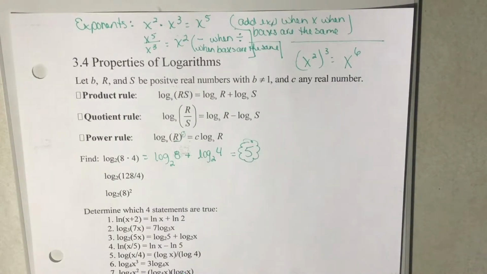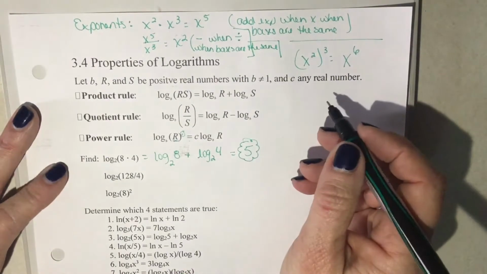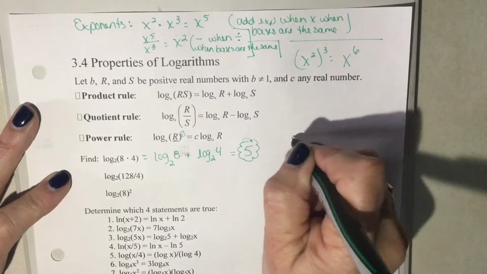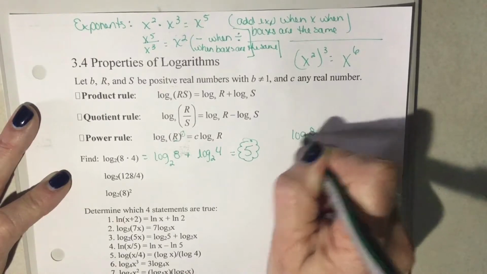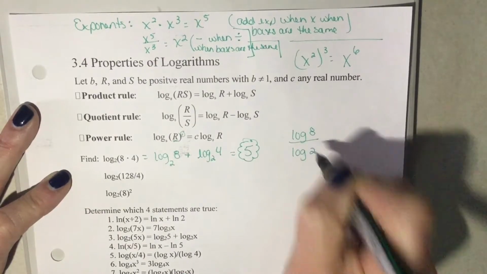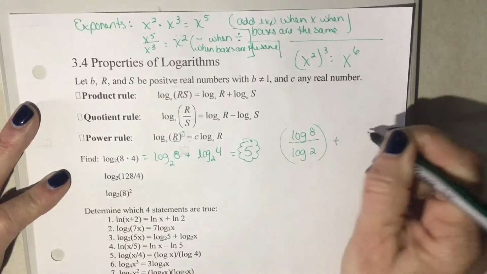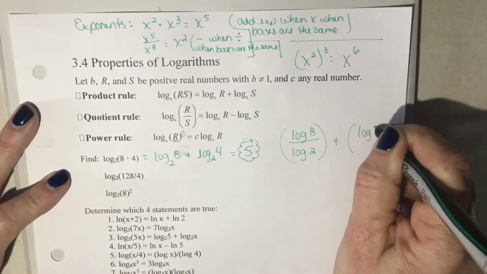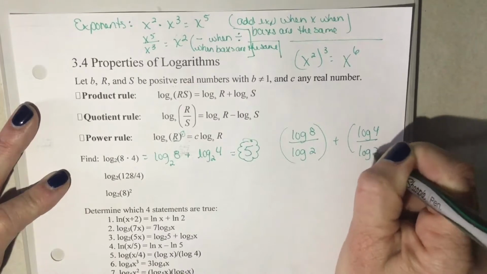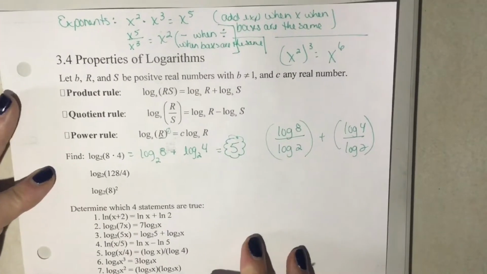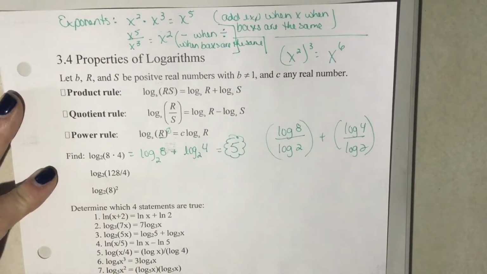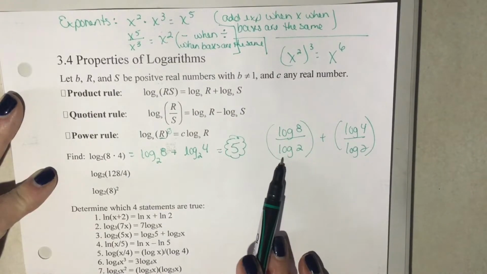If you do not have a log base button, you put in log 8 divided by log 2, parentheses around those, plus log 4 divided by log 2. That's called converting it into common logs. If you don't have the log base button, that's how you would do it.